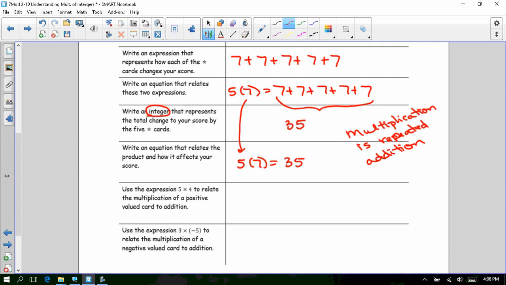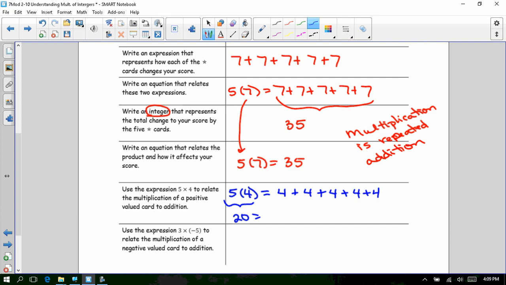All right, so let's keep going here. It says, use the expression 5 times 4 to relate the multiplication of a positive valued card to addition. So in other words, if I gave you 5 times 4, what would that look like? How many cards would I have to have? I would have to have 5 cards, each worth 4. Right? I need 5 of those. And I know 5 times 4 is 20.